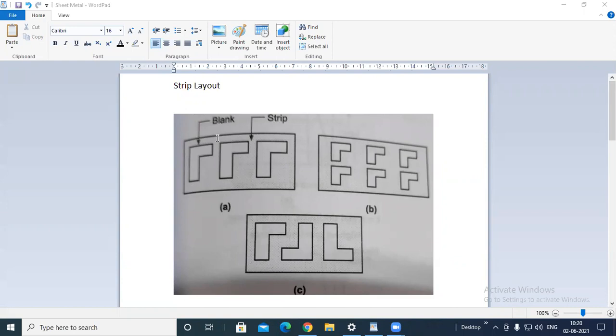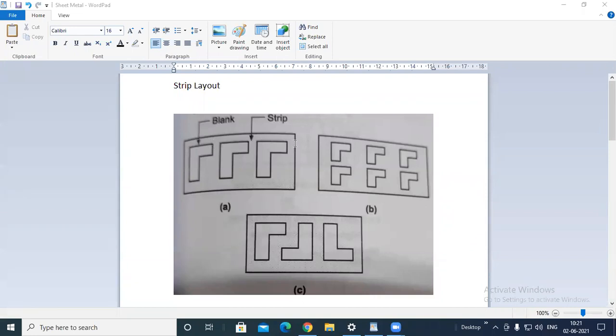Suppose we want any inclination or angle, at that time the grain direction of the strip will be considered while bending. If a bending operation is required, the bend should be made at an angle of 90 degrees to the grain direction. And normally these grain directions are parallel with the edge of the strip. So accordingly the orientation of a blank is decided in the strip layout design.